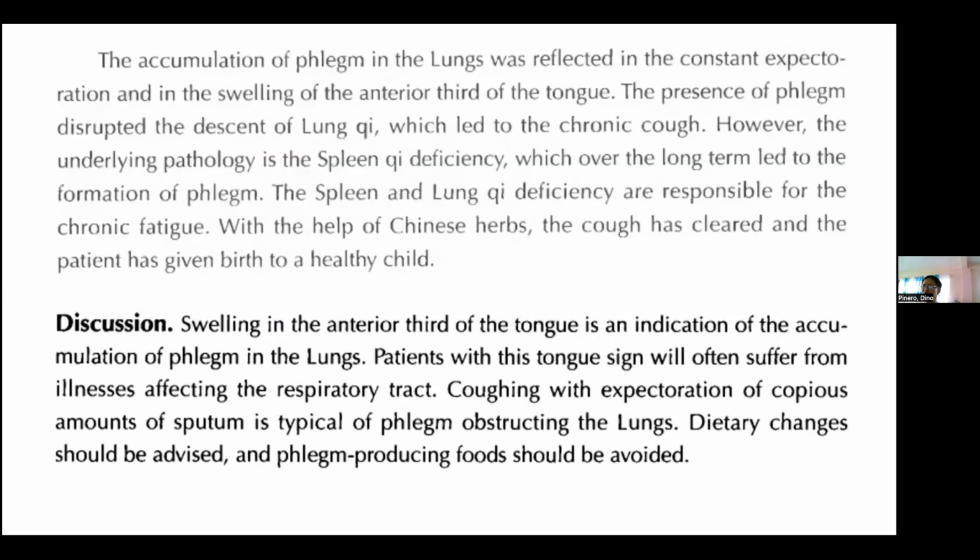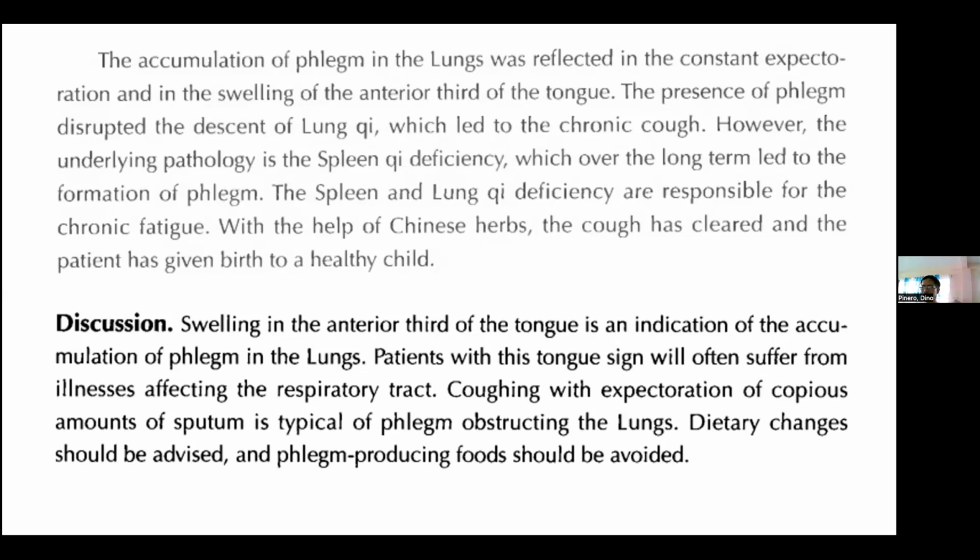The accumulation of phlegm in the lungs was reflected in constant expectoration and in the swelling of the anterior third of the tongue. The presence of phlegm disrupted the descent of lung Qi, which led to the chronic cough. However, the underlying pathology is the spleen Qi deficiency, which over the long term led to the formation of phlegm. The spleen and lung Qi deficiency are responsible for the chronic fatigue. With the help of Chinese herbs, the cough was cleared and the patient has given birth to a healthy child.